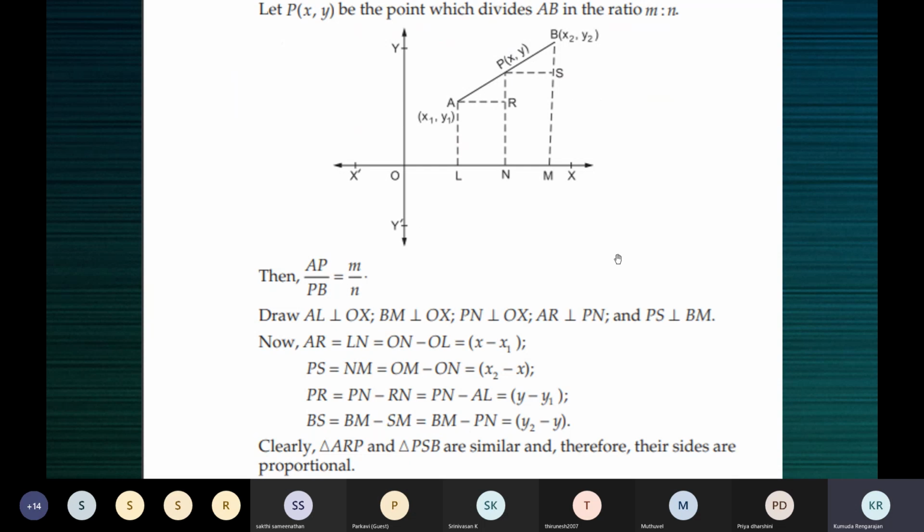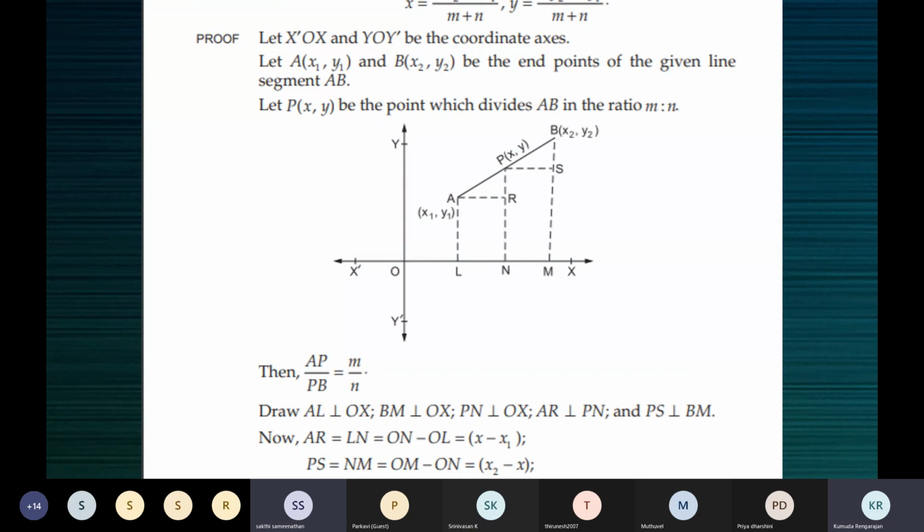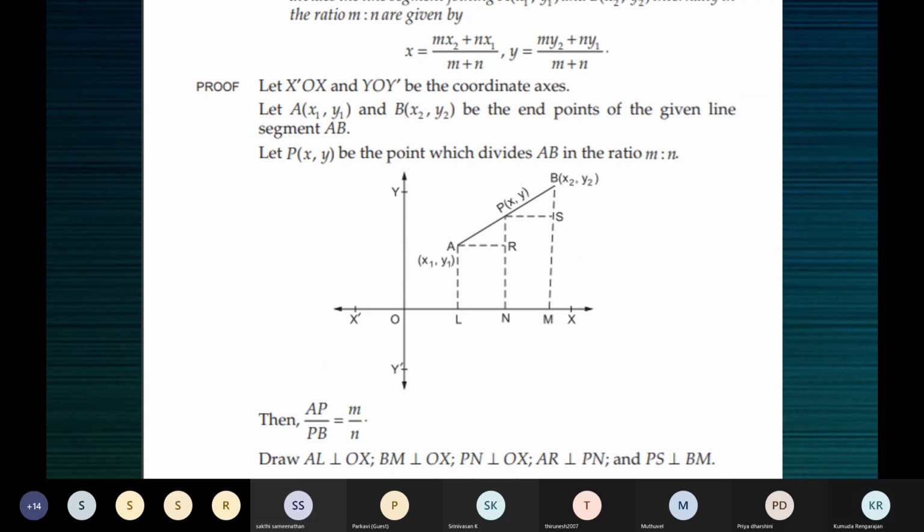Shall I proceed, children? Ma'am, one minute, ma'am. A minute for you're writing something? No, ma'am, I'm reading the expense. Reading this, ma'am. Which one? Ma'am, this, the similar triangle. AL is perpendicular to AX. Oh, yeah. That alone you read. Yes, ma'am.